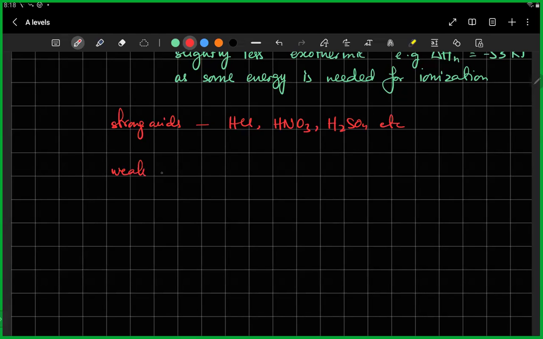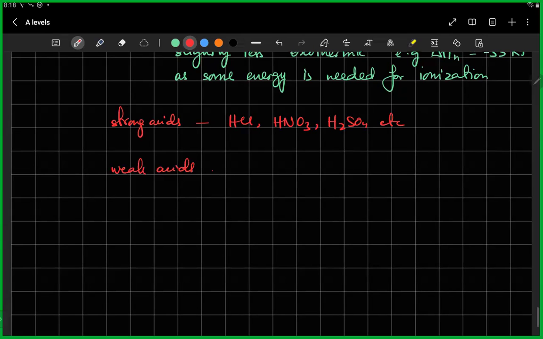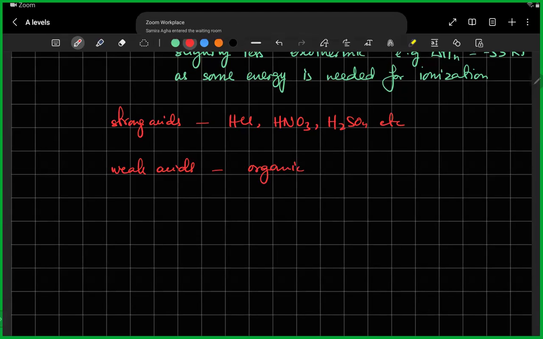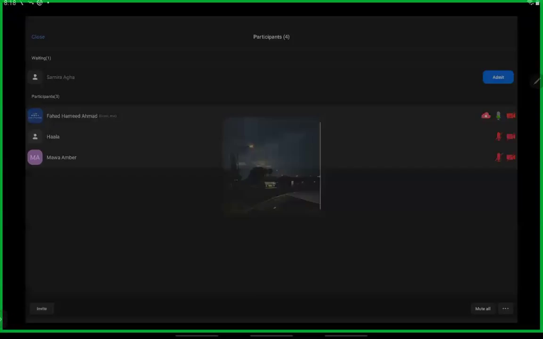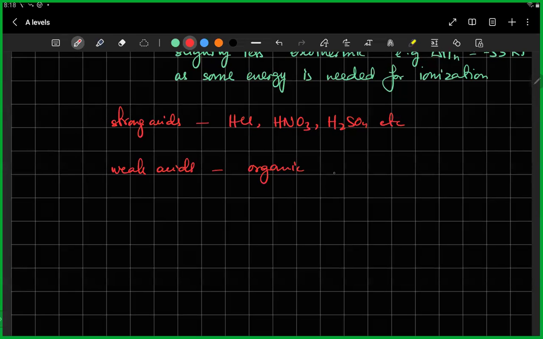अच्छा, weak acids में कौन होते हैं? Weak acids में you've got your organic acids. और organic acids में कि for example you've got your RCOOH. ठीक है, अभी आगे जाके जब organic पढ़ेंगे तो there's going to be more acids which we're going to study apart from the normal carboxylic acids.